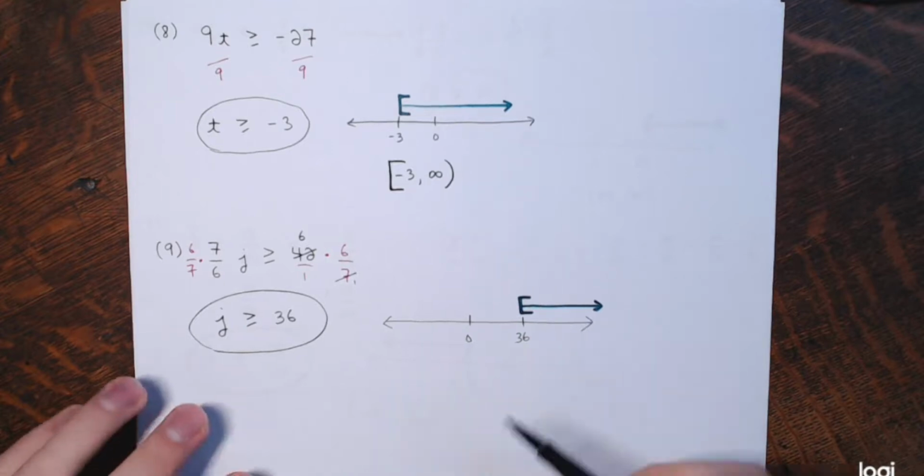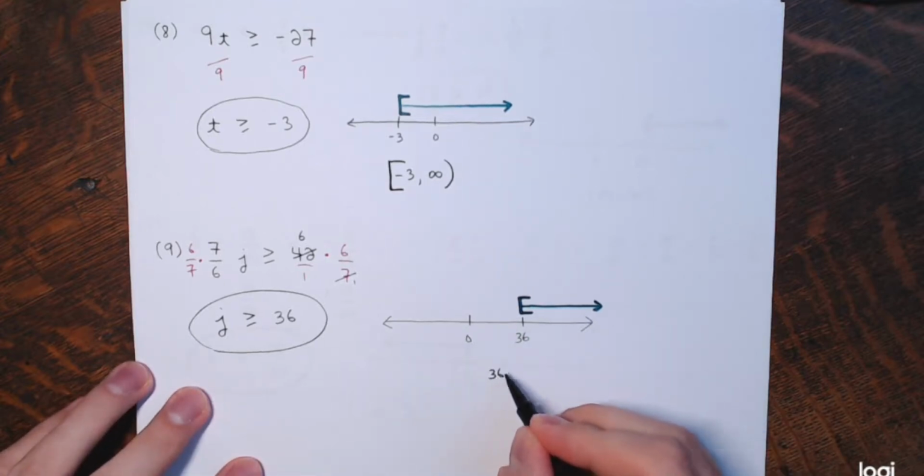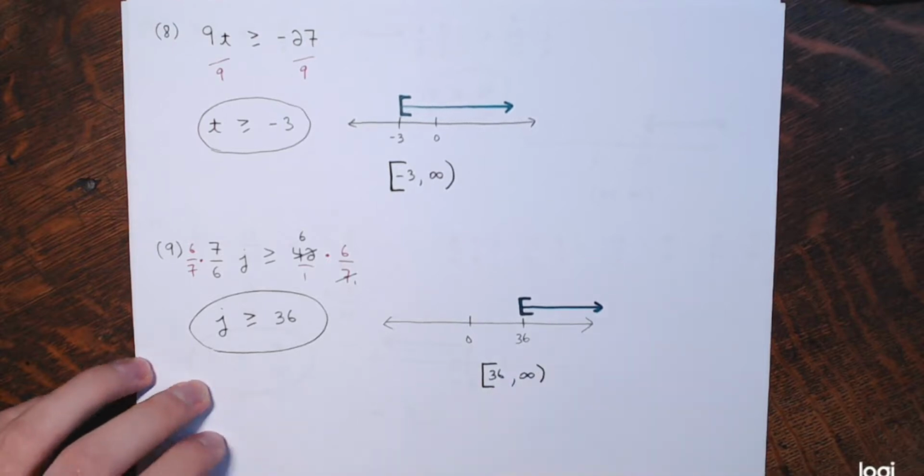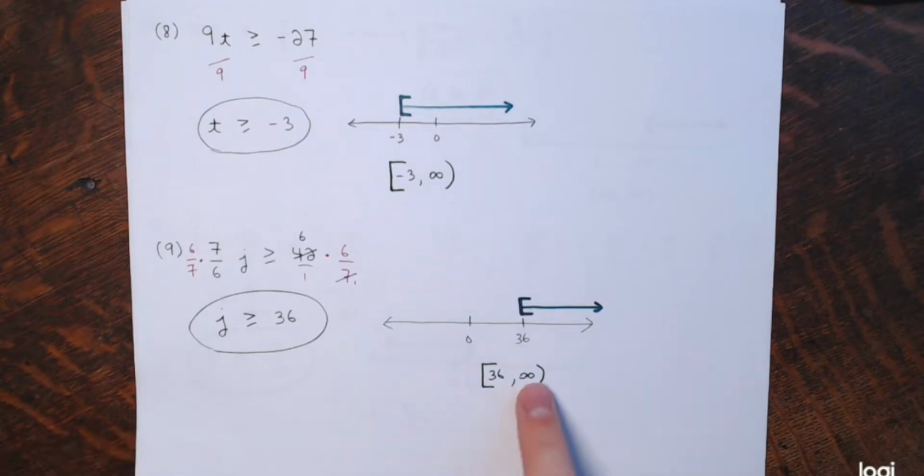Then the interval for this piece is going from 36 to infinity. Bracket on the 36, parentheses on the infinity. Right, all the numbers greater than 36 or equal to 36 are solutions. Wonderful. Right, I'm flying here.